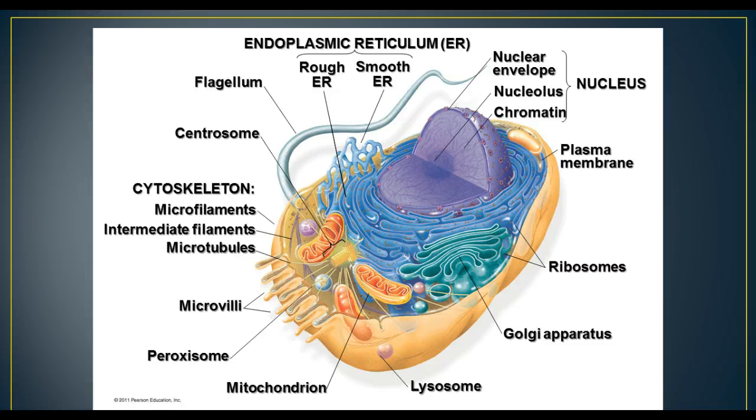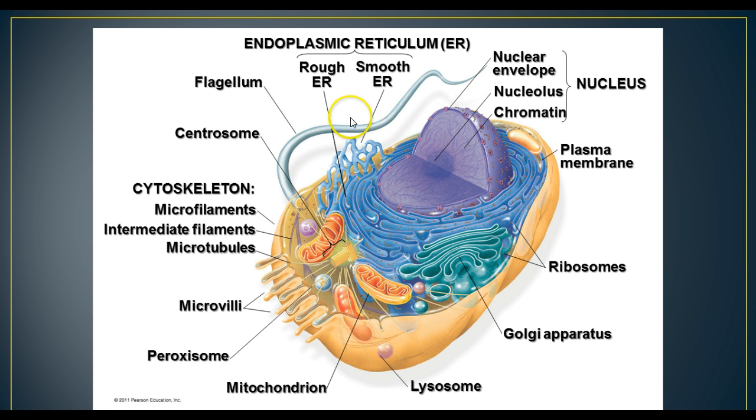Here we have a generalized cell. This is a generalized eukaryotic cell, probably an animal cell. And so it shows lots of different structures here. We'll talk about all these in turn. You can see all of the different structures: the nucleus, the endomembrane system, including the rough and the smooth ER, the Golgi apparatus, mitochondria, peroxisomes, ribosomes, both free and bound.